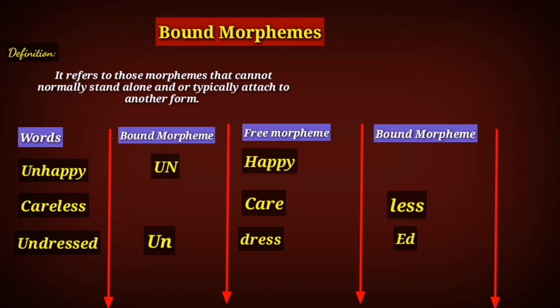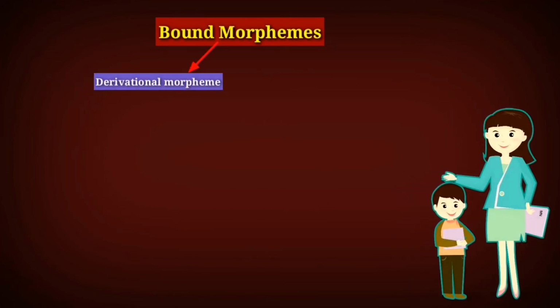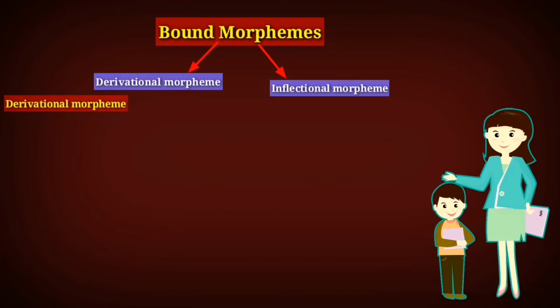As you have understood bound morphemes, the important point you should keep in mind is that bound morphemes are also divided into two categories. The first one is derivational morphemes and the second one is inflectional morphemes. So what are they and what is the difference between them? Let me explain. Derivational morphemes. So what are derivational morphemes? Let me define it for you.